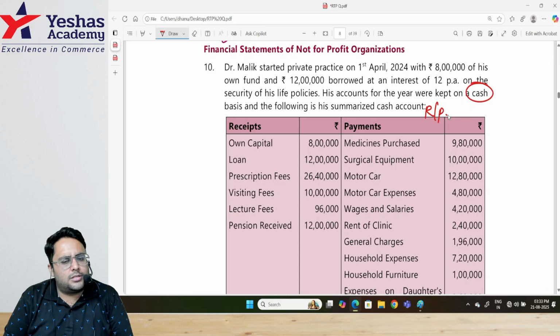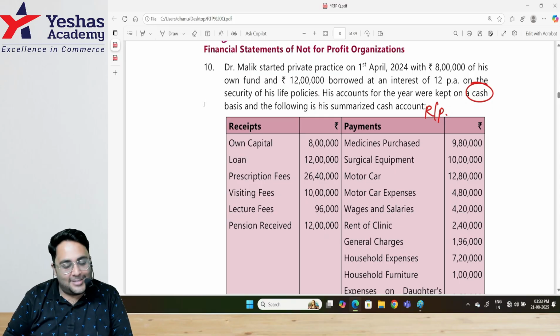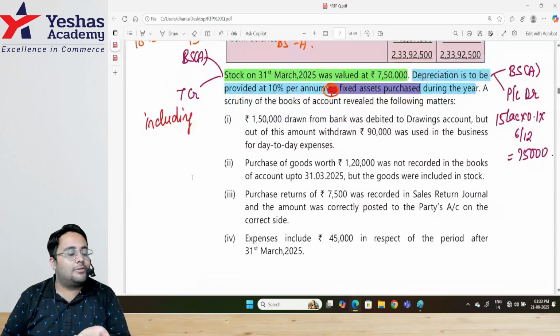Do you remember doing this question in the class? What? No, I dictated this question and we did it. It was not there in the Yeshas material, but I dictated this question and we solved it in the class. So say, yes sir, very nice. Hello, previous question also was there in Yeshas material.